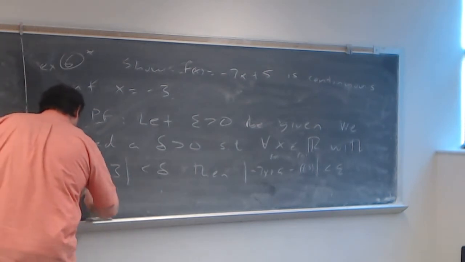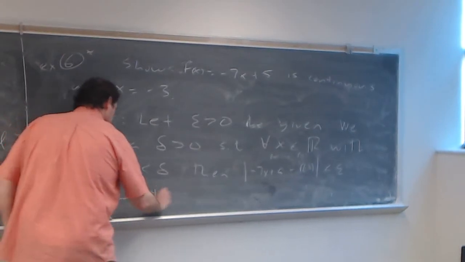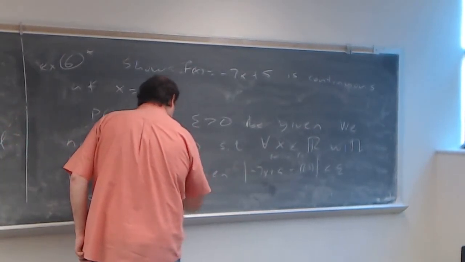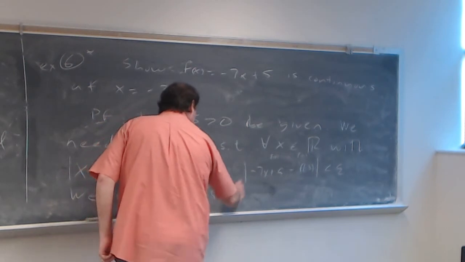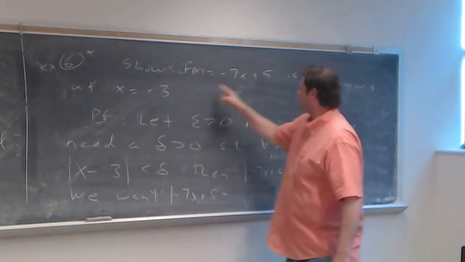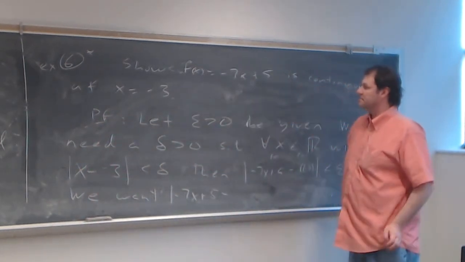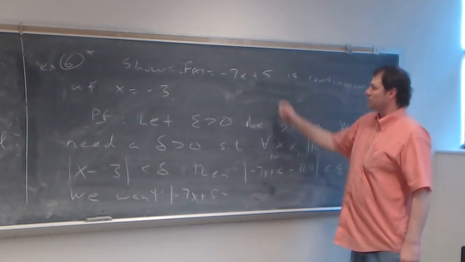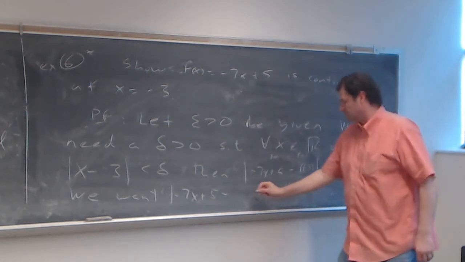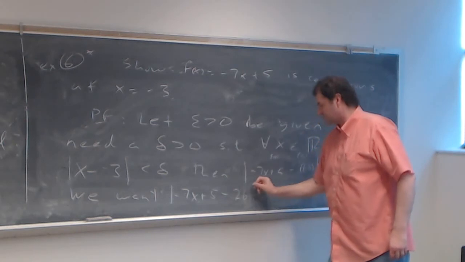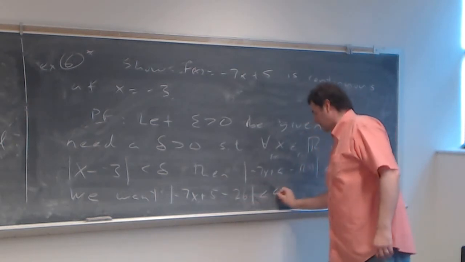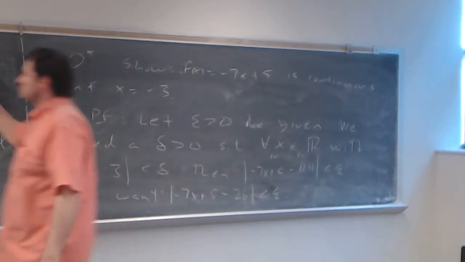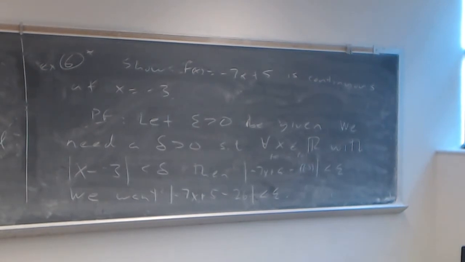So we want the absolute value of minus 7x plus 5 minus, what's f of minus 3? I don't know. Stick in minus 3. Minus 3 times minus 7 plus 21 plus 5 is, I get 26. So I want this to be less than epsilon. Hopefully I can get what I want in terms of what I can control, which is x plus 3. That's the value.